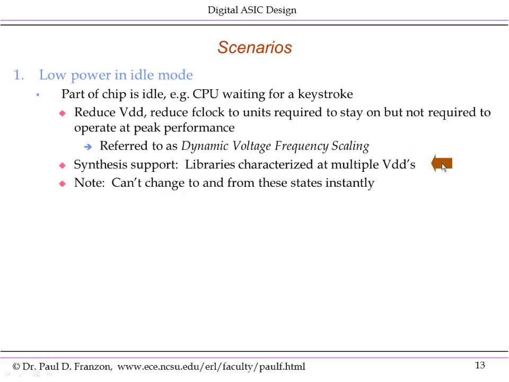This requires more complex synthesis support. Your standard cell libraries have to be characterized at all these different VDDs. And by the way, you can't change instantly between these states. If you suddenly have a big graphics computation hitting your core, you can't in one clock cycle go from 0.4 volts, 100 megahertz to 1 volt, 1 gigahertz, because that will lead to a big spike in the power supply, which will cause problems in the power delivery system.